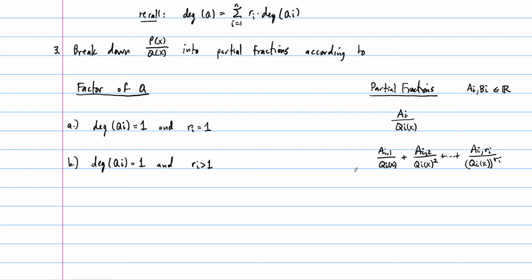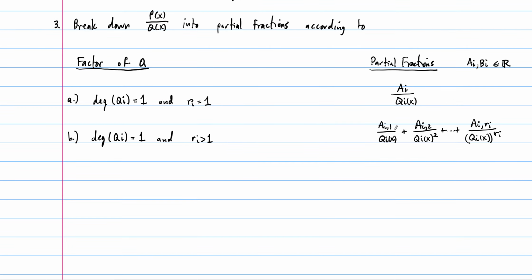And this is a sum now, and we want to leave it as a sum because it's broken up into a sum of constant term over linear term, constant term over linear term squared, all the way up to constant term over linear term to the r'th power, so the multiplicity's power. All right, and so there we go.